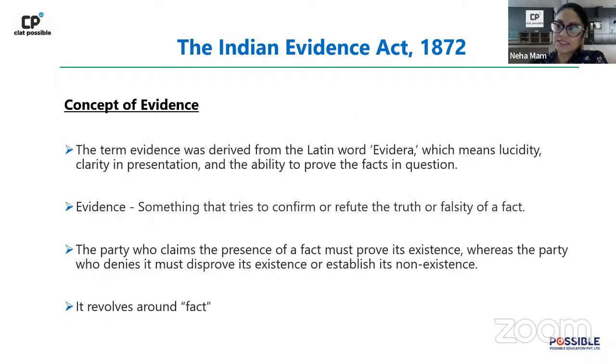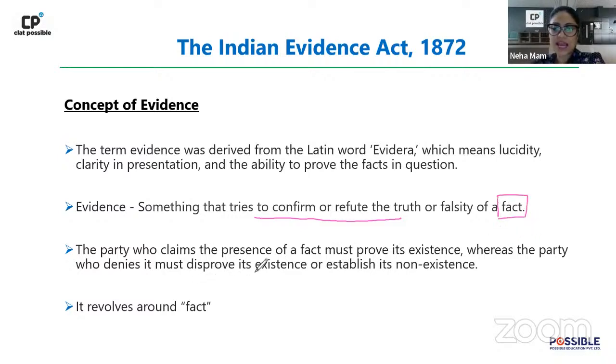Okay, good. So that is exactly what we see when looking at the history of the word evidence. It comes from a Latin word called evidere. And what does it mean? Clarity in presentation, or the ability to prove the facts in question. So whatever the facts are, whether you are able to substantiate those facts, whether you are able to prove that what you quote is right or wrong, that is exactly what evidence is, right? It tries to confirm or refute the truth or falsity of a fact. So it's basically confirming or refuting whether a fact is right or wrong.